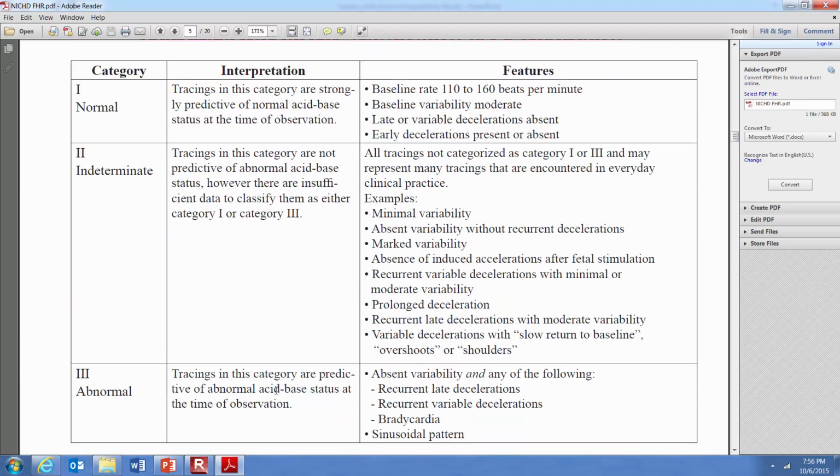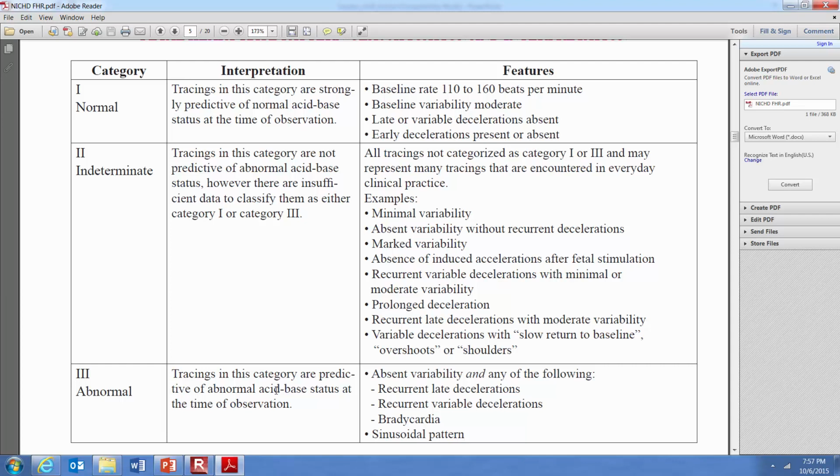So there's the three classifications, and AWHONN wants us to categorize our fetal heart rate, okay? So depending on what we determine when we assess, we'll put all this in our documentation, and then we'll say, okay, my fetal heart rate tracing is a category 1, 2, or 3. Now, let's talk about 1. That's a normal tracing, okay?